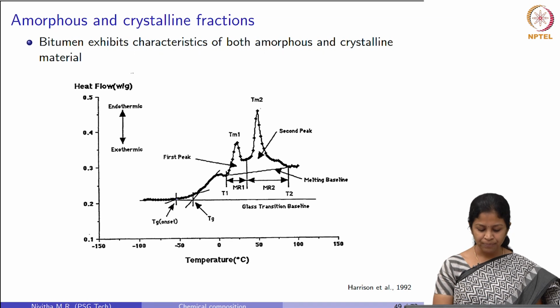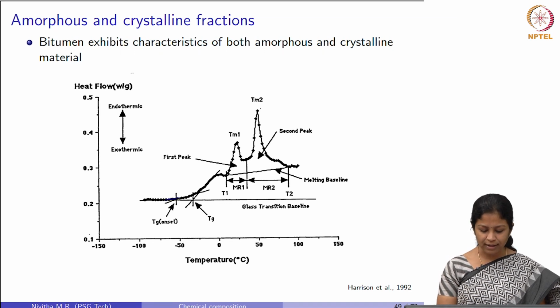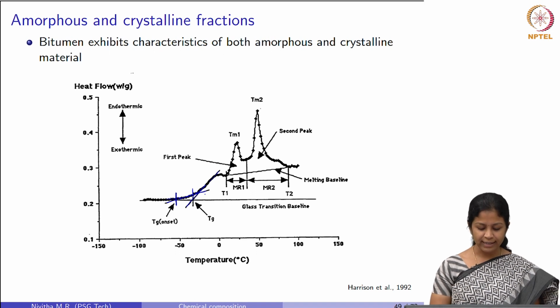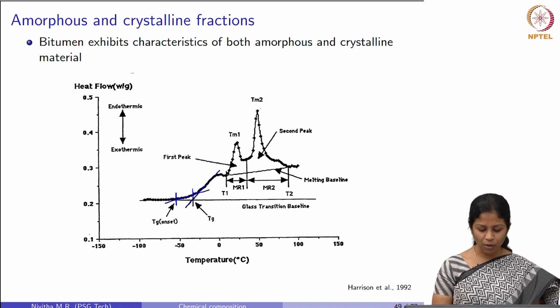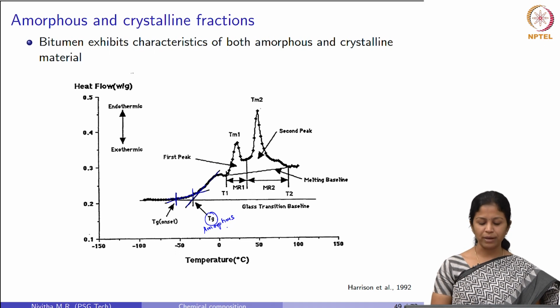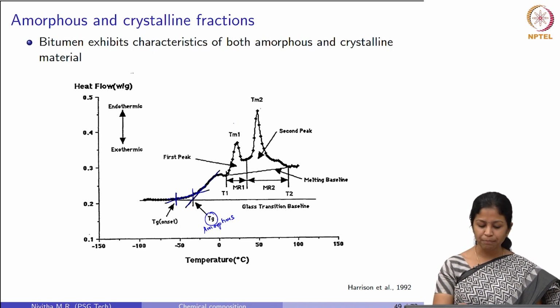Here, initially, we see a glass transition temperature. We see there is a Tg onset, and this particular point is defined as Tg because it is taken as the slope of this region, and the intersecting point is taken as the Tg here. So, this is how the glass transition is defined, and this corresponds to the amorphous fraction that is present in bitumen. And we have two melting peaks, defined as Tm1 and Tm2.